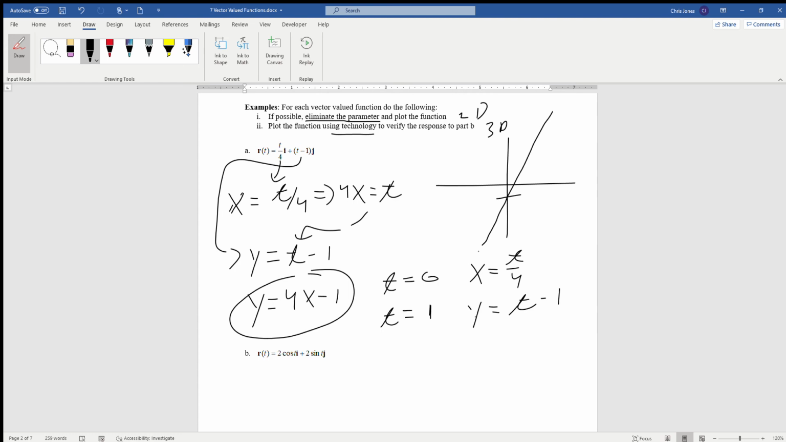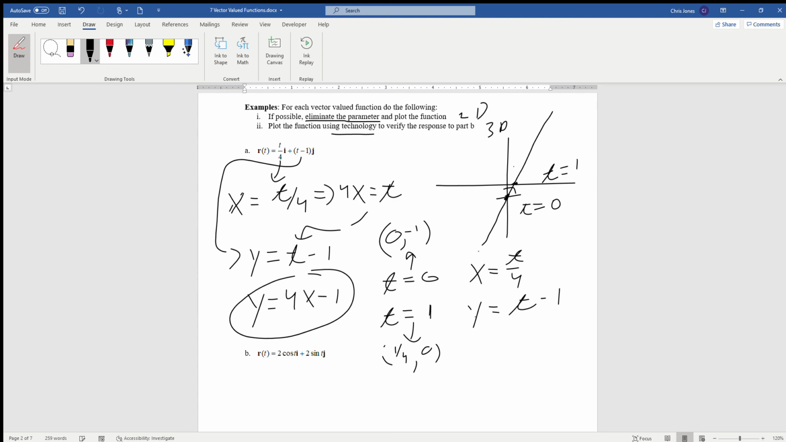So when t is equal to 0, 0 over 4 is 0, and 0 minus 1 is negative 1. So right here, 0, negative 1 is when t is equal to 0. Now, the next value that we picked was t equals 1. So let's see what happens with that. When we substitute 1 in, 1 over 4 is the x-coordinate, and 1 minus 1 is 0. So we get 1/4, 0, and that's going to be this point. So this is when t equals 1.